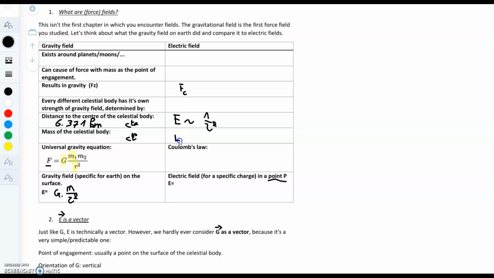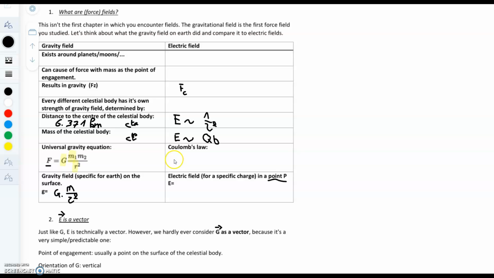What is it not inversely proportional with, but directly proportional? Well, it is directly proportional with the amount of charge of the charged object. Now, quite often we call this the source charge, or in Dutch courses, the bronlading, meaning we consider the charged object to be the source of the electric field.